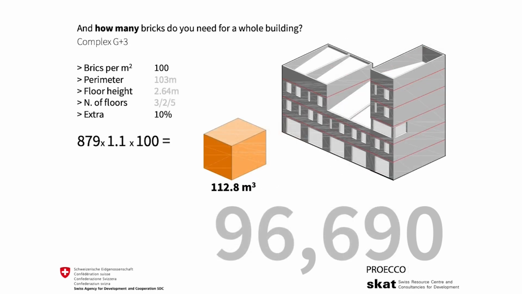A similar process can be followed for a larger building. In this example, a G+3 apartment block requires about 100,000 bricks.